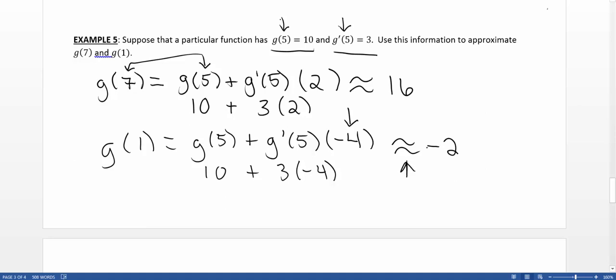And again, how good your approximation is depends on how close you were to the information you had. So here, that means that g of 7 was a better approximation than g of 1 because g of 7 was within 2 units, whereas g of 1 was 4 units away. And the further away you get, the worse your approximation is. Let's take a look at another.